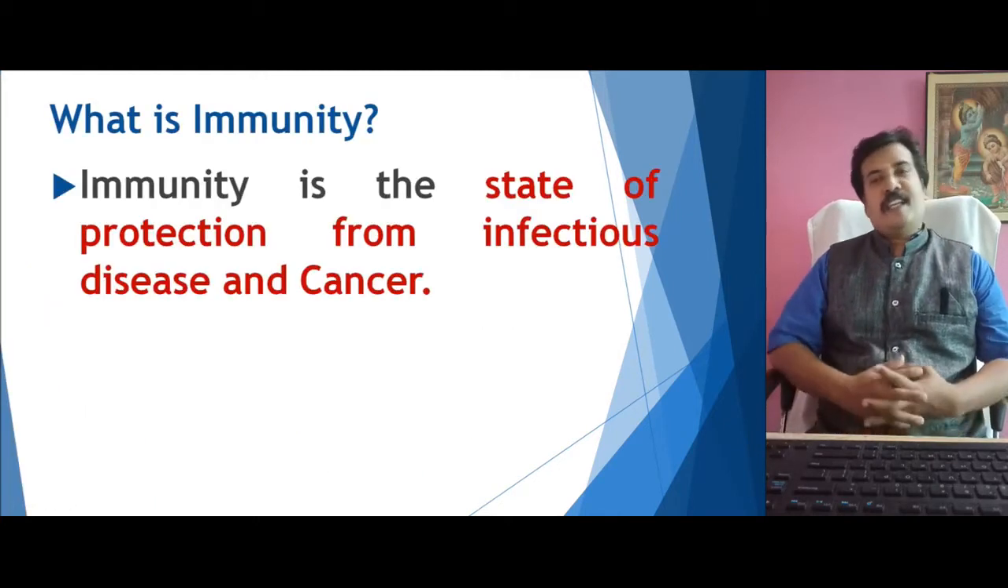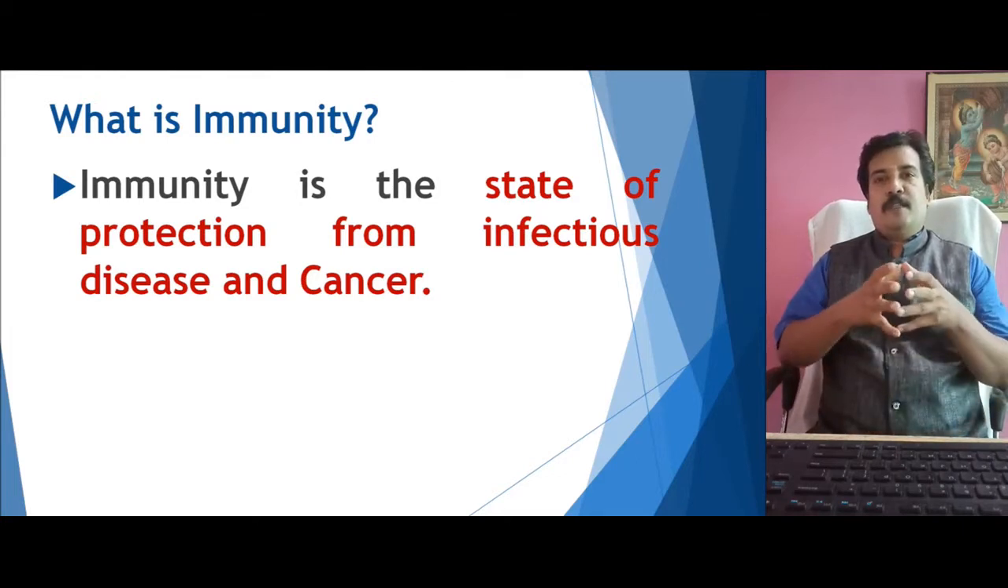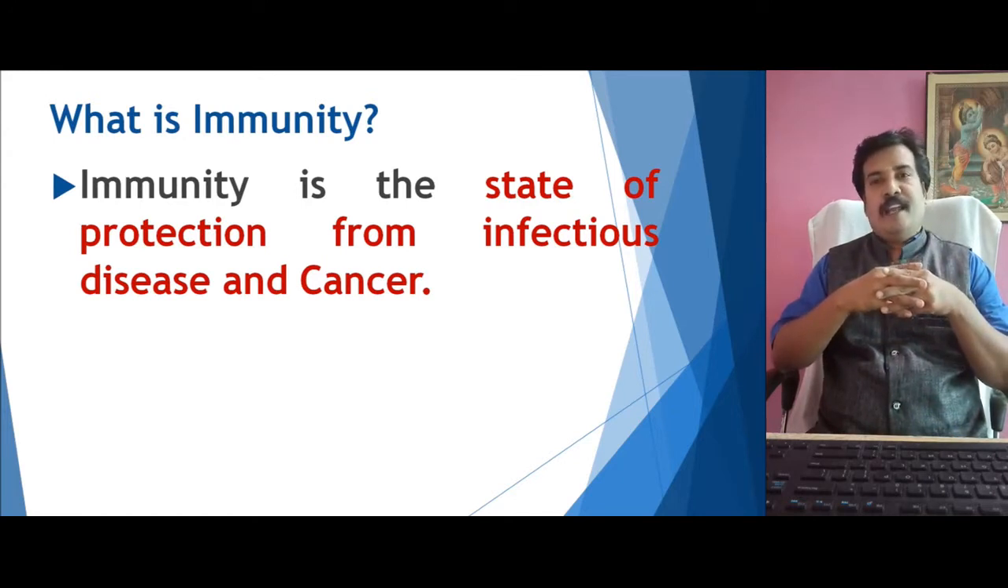So immunity is nothing but a state of protection of our body against foreign organisms, that is, infectious diseases and cancer. So our body defends against the various foreign substances that enter into our body, like viruses, bacteria or any foreign chemicals which may be protein in nature. Our body also defends against tumors, that is, the cancer cells produced in our body. So we can collectively call this mechanism immunity.